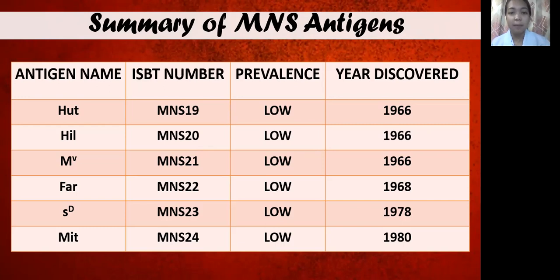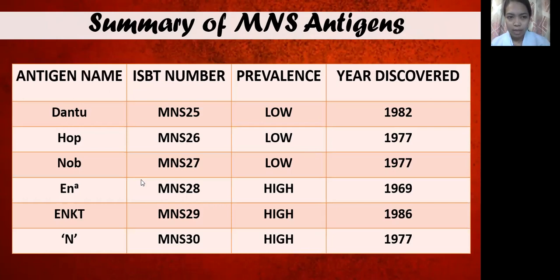Antigen MIT is MNS24. It has low prevalence and it was discovered in the year 1980. So another antigen is DANTO. So they are MNS25. It has low prevalence. It was discovered in the year 1982. Another is HOP. It is MNS26. It has low prevalence and discovered in the year 1977.